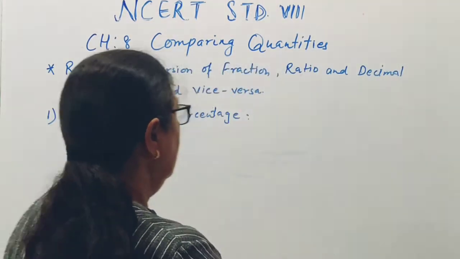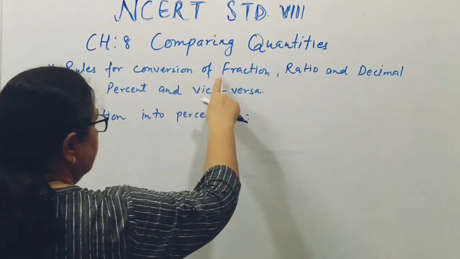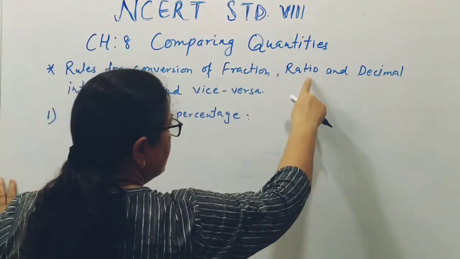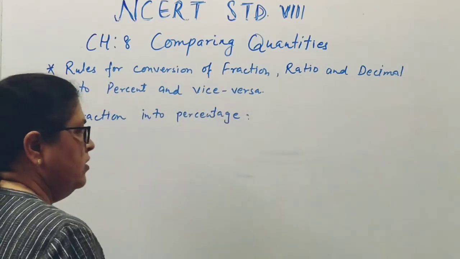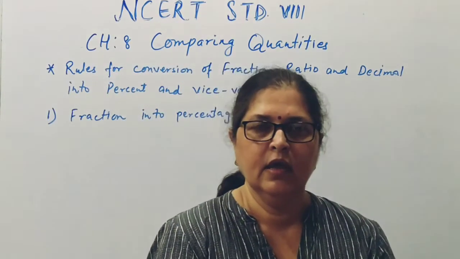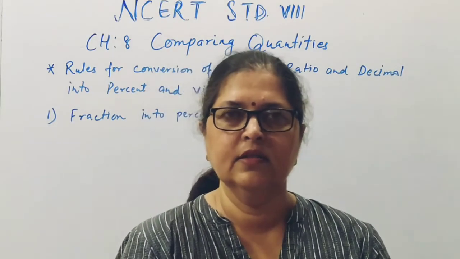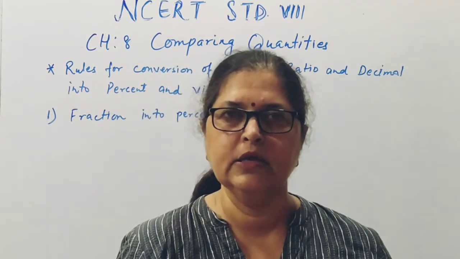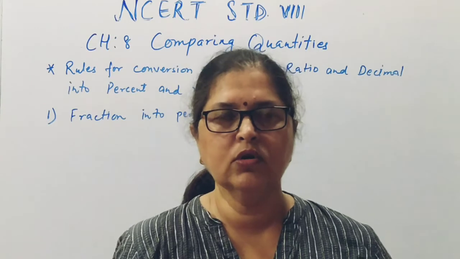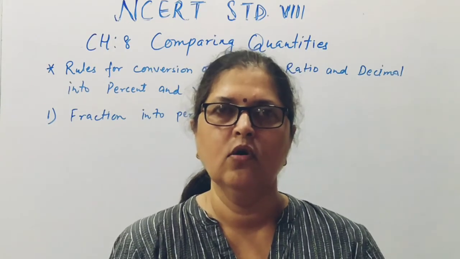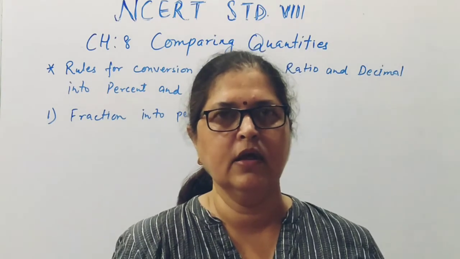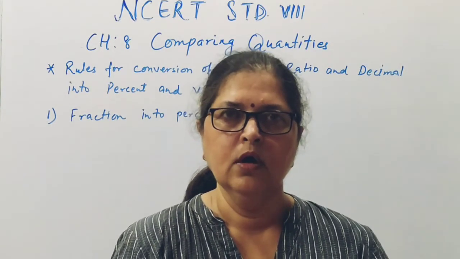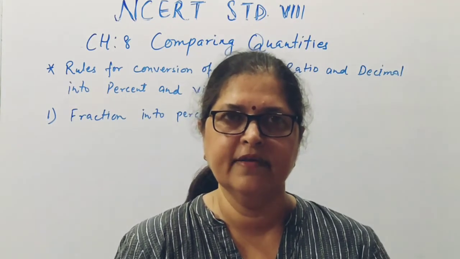Next is rules for conversion of fraction, ratio and decimal into percent and vice versa. That is, if a quantity is given in the form of a fraction or a ratio or decimal, how to convert it into percent, or if the quantity is given in the form of percent, then how to convert it into fraction, ratio or decimal.